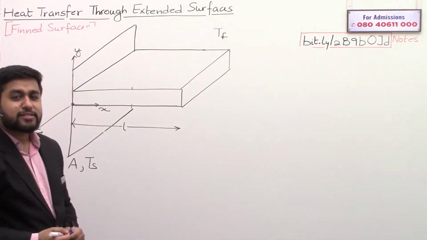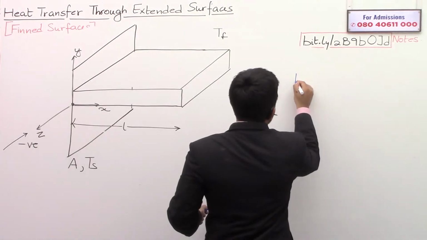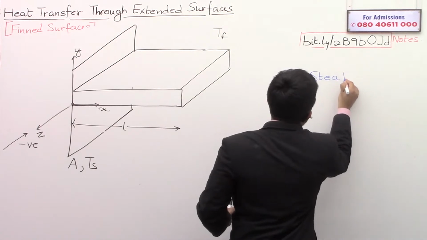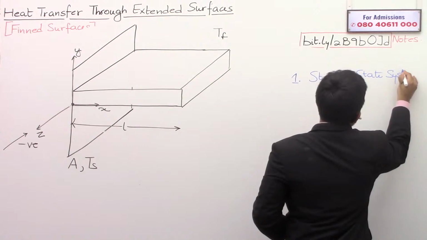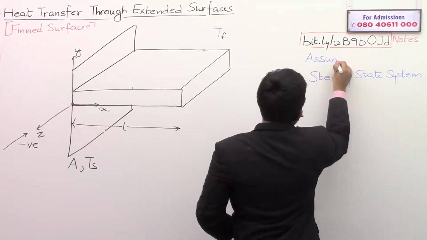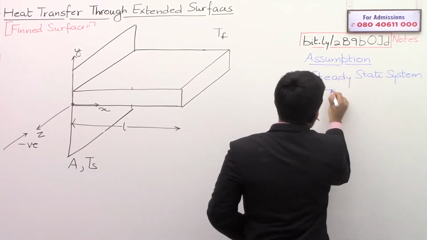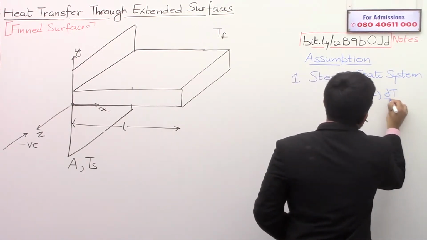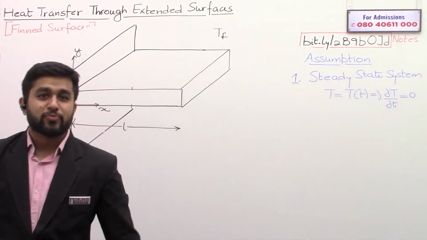So let us write down the assumptions one by one. First of all, the very important assumption: we are going to talk about a steady state system. I hope you remember steady state means that nothing is a function of time. Temperature is not a function of time, so del T by del time will be 0, right? This is the very first assumption.